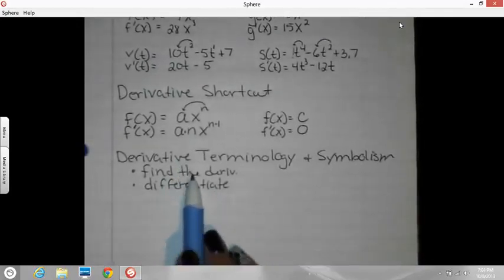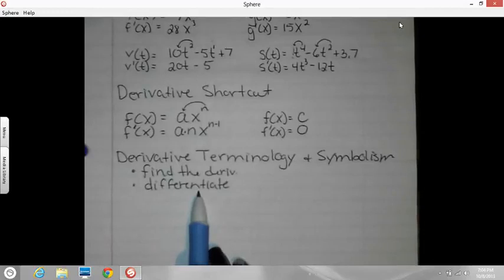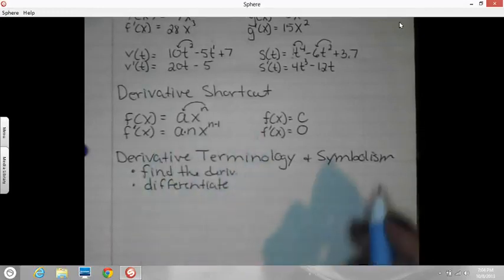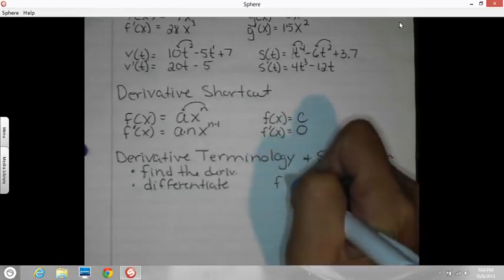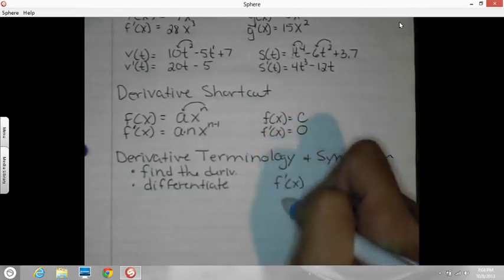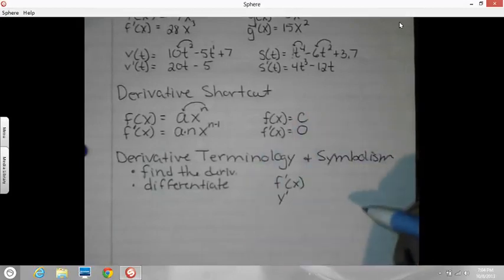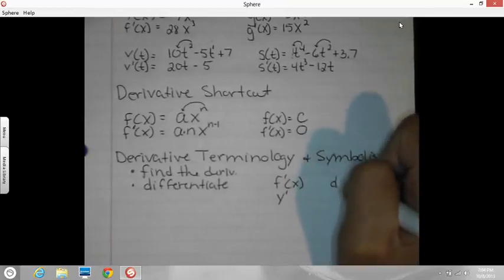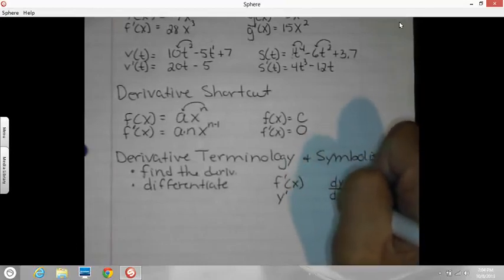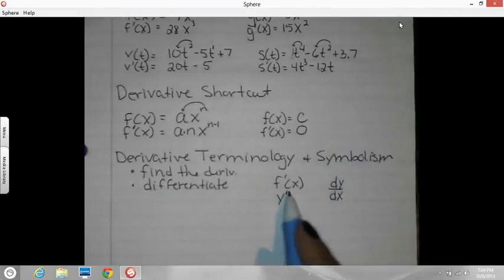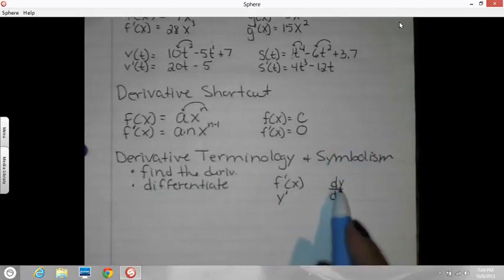And the symbolism. You've seen the primes from yesterday. f prime of x. Maybe it's just a y equal, so it would be y prime. Some new ones that you haven't seen. dy over dx is just another way to say f prime of x, or y prime. That just means the derivative of y with respect to x. Another one looks like this.